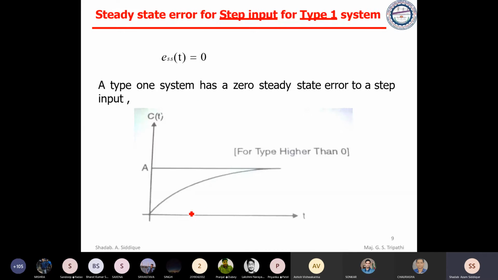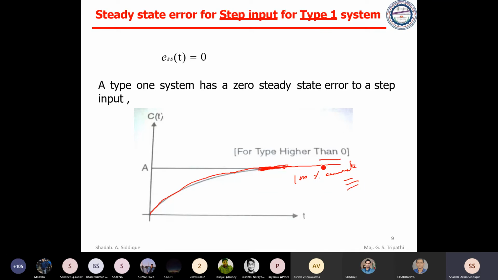Now please see this. ESS is equal to 0. That means type 1 system has 0 steady state error to a step input. That means it will achieve whatever step input is applied. So this is a type 1 system. We are not getting any error. 100% accurate. There is no error at all.